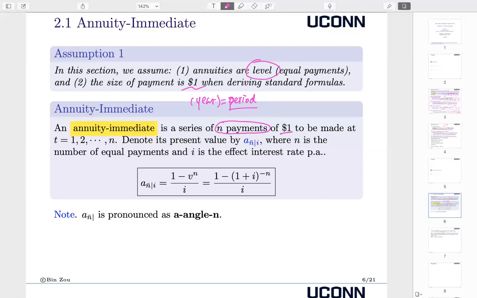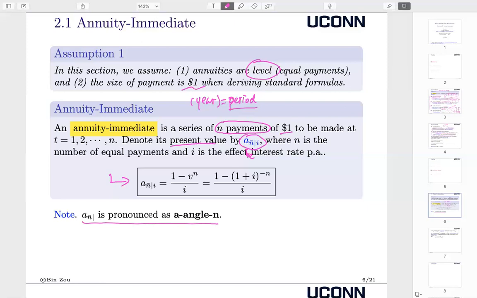Okay. Denote its present value by A angle N. That is how you pronounce it. Of course, it's A angle N at i if you want to call it. N is the number of payments, and i is the effective annual interest rate. So we have this nice formula to calculate the present value. Present value is the value at 0.